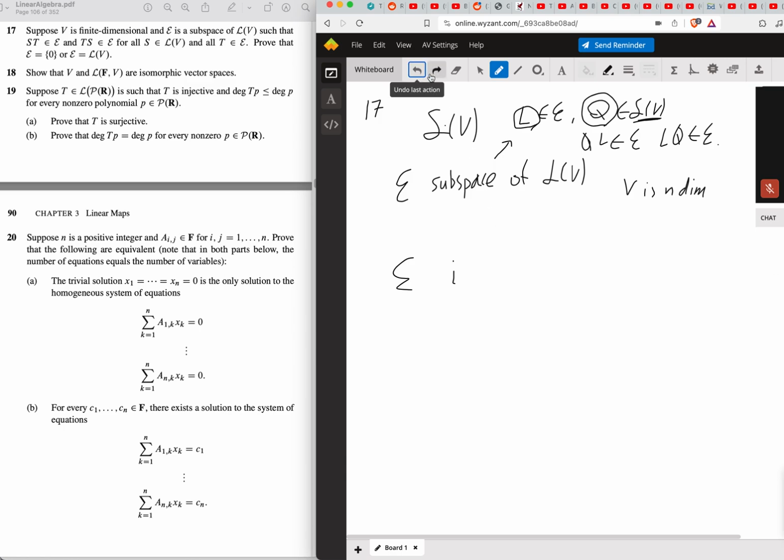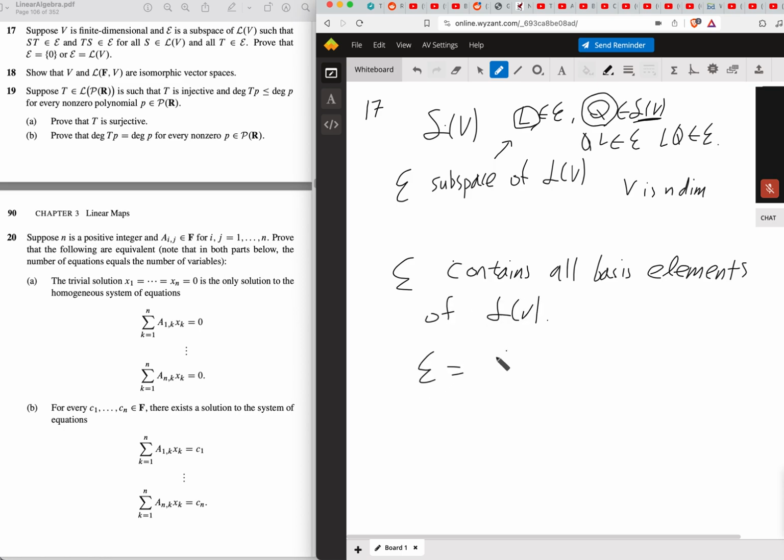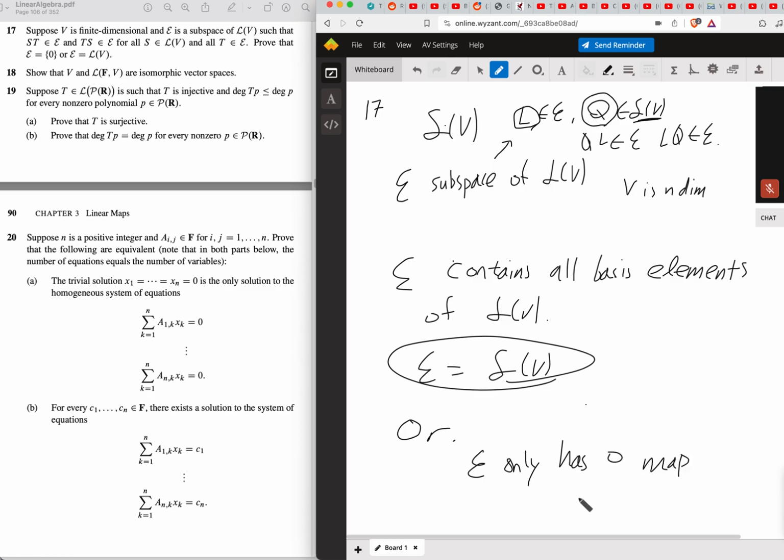So in fact you can notice that epsilon contains all basis elements of the set of linear operators, which means that in fact they are equal. There's one thing we could have also said: if epsilon only has the zero map, the zero composed with Q is also zero, so that's always fine.